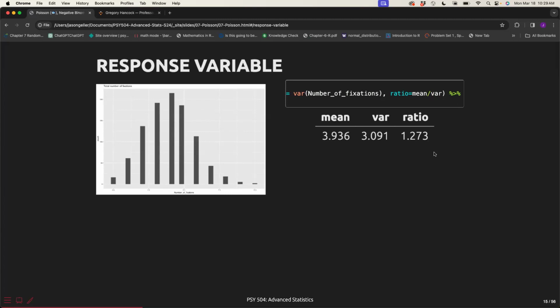Ideally, what we want is the ratio to be 1 or very close to 1, right? Because that's the assumption of the Poisson distribution, that the mean and the variance are equal to one another. In a little bit, I'll show you how we can test for that. And Kennedy already talked about that. There's an over-dispersion test that we can use to see if our data is over-dispersed or this mean equals variance assumption is violated.